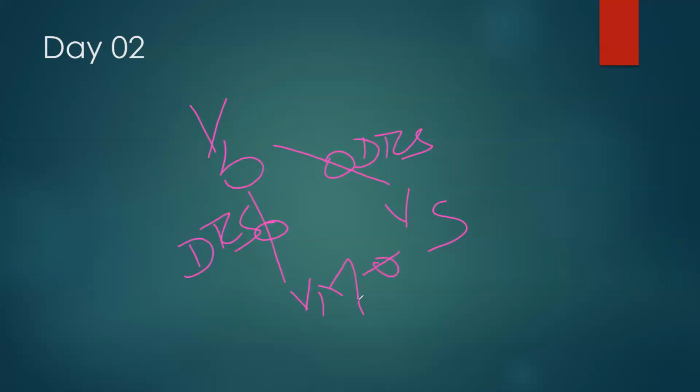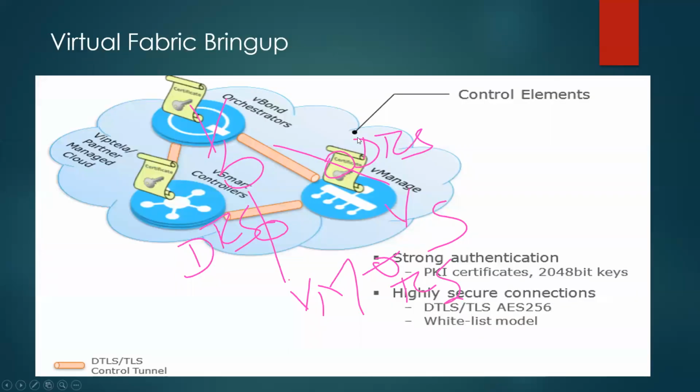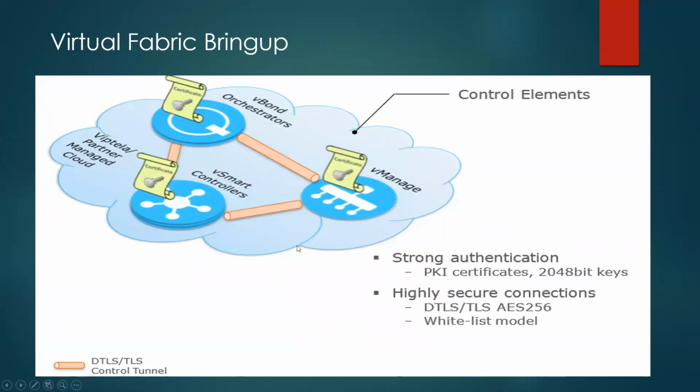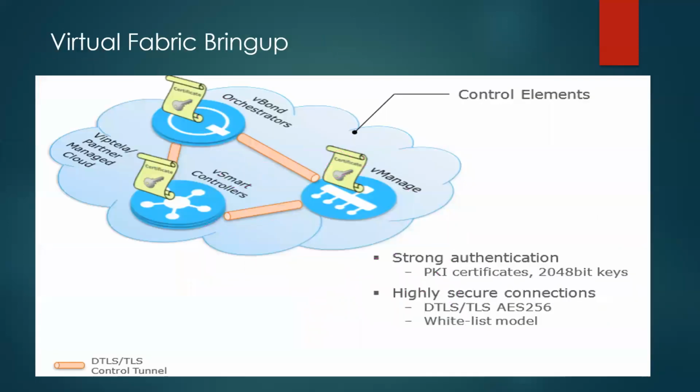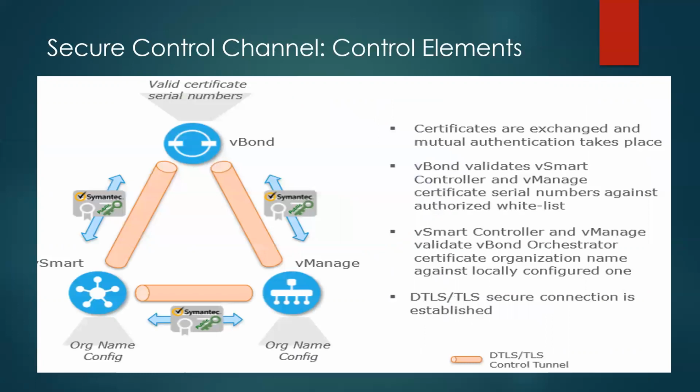But in between vManage and vSmart, you will find TLS. In any case, whether it's forming DTLS or TLS tunnels, they are doing mutual authentication. So I am checking your credentials, you are checking my credentials, and in between you and me, the overall communication is highly encrypted. I can see the encryption level is AES 256, Advanced Encryption Standard. If you have any question, you can ask.